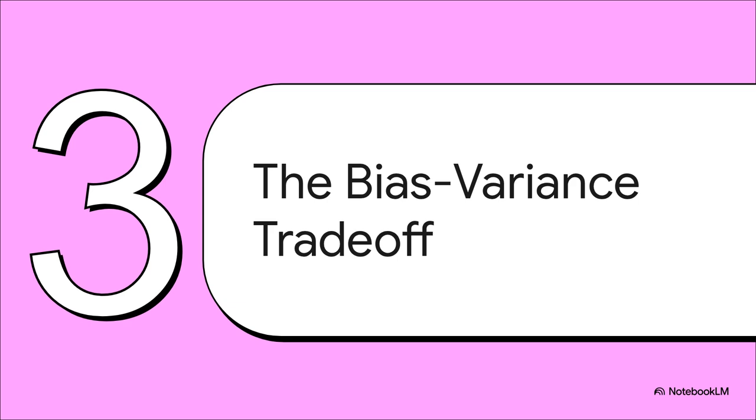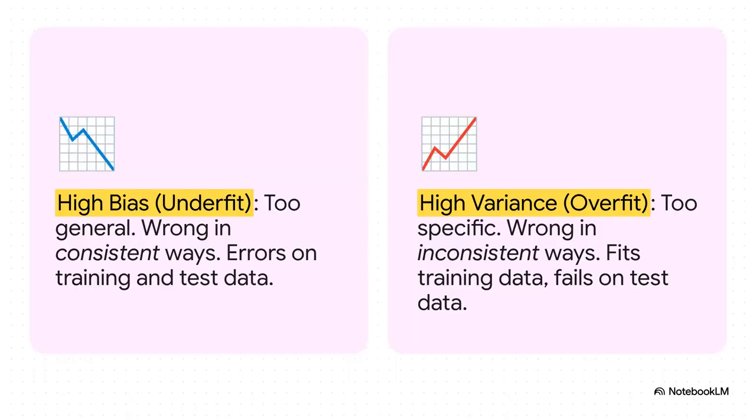It's to find the perfect point of compromise between the two. Let's look at what goes wrong at the extremes. A high bias model is just wrong all the time, in very predictable ways. It fails on the training data, and it fails on new data. It's just too simple.